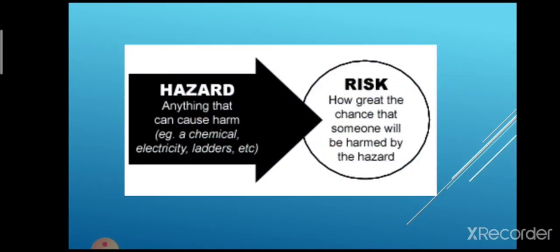Let's define hazard and risks. Hazard is anything that can cause harm. For example, chemical, electricity, high ladders, and the like. Now, the output of hazards would be the risks, or how great the chance that someone will be harmed by that specific hazard.